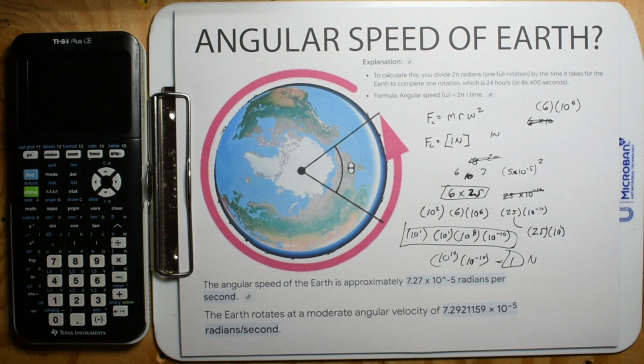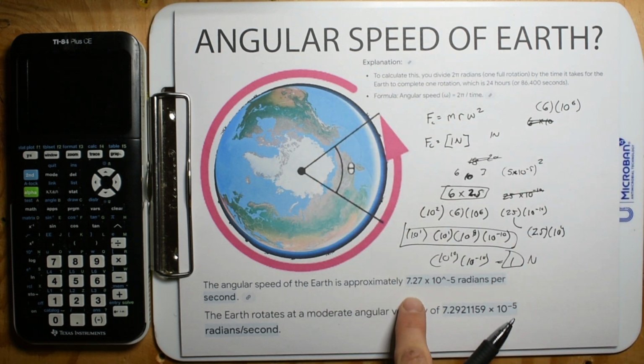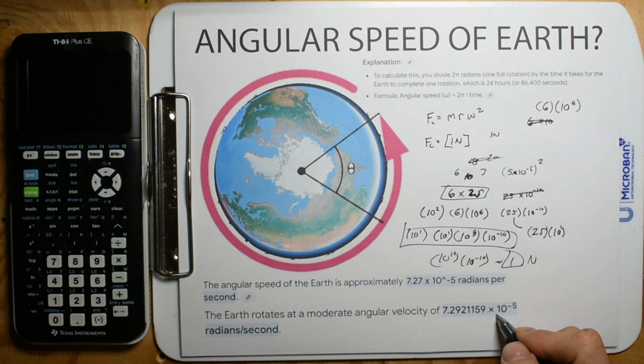It was just fascinating because there are so many times that I need the angular speed of the Earth, and I just refuse to memorize this number. This 10 to the negative 5 is difficult to memorize, and this 7.3 times 10 to the negative 5. I don't know, you know what I mean?